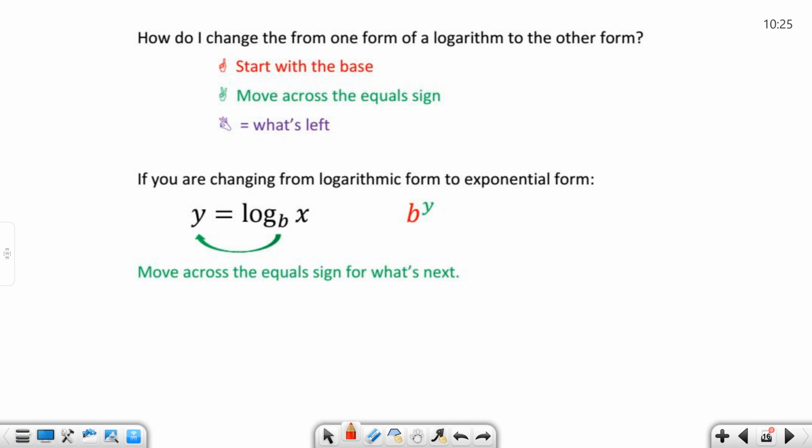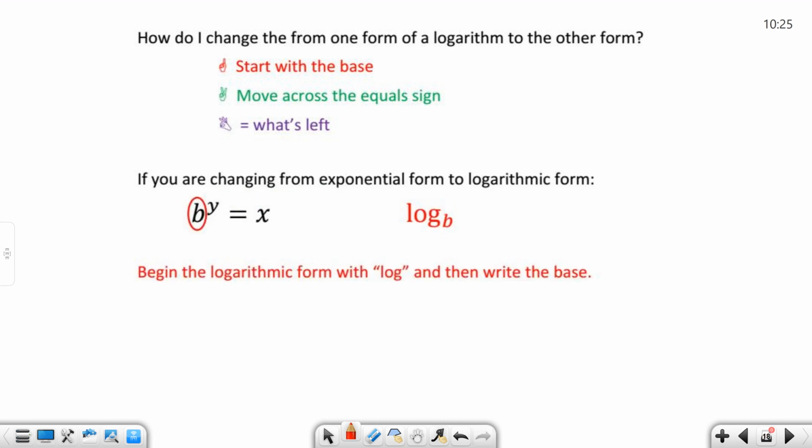That's what I mean by move across the equal sign, right? Now equal what's left. The only thing here is x. That's where I get this from. Equal what's left, all right? So then b to the y equals x. I start with the base. B to the y equals x, all right?